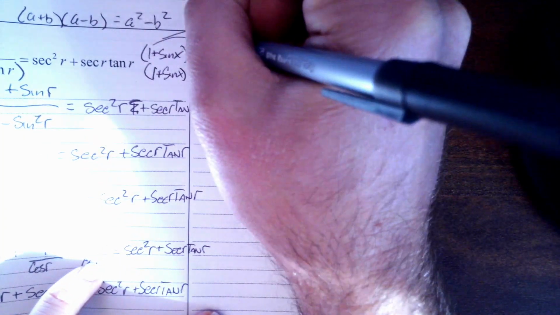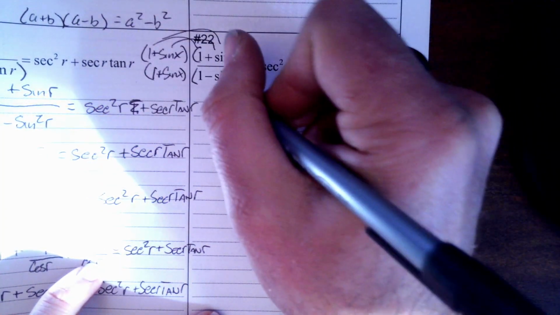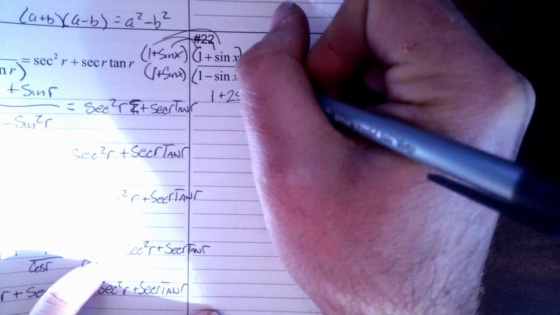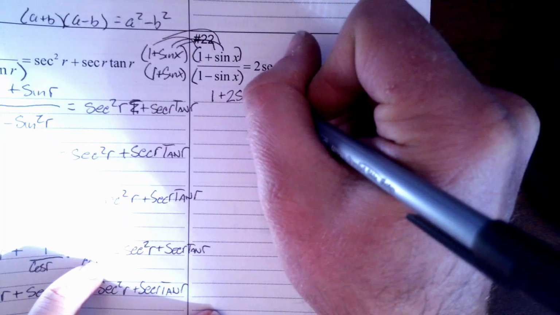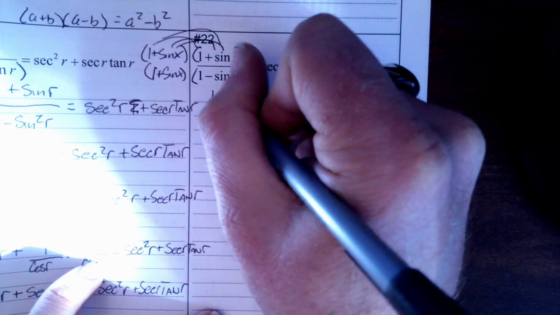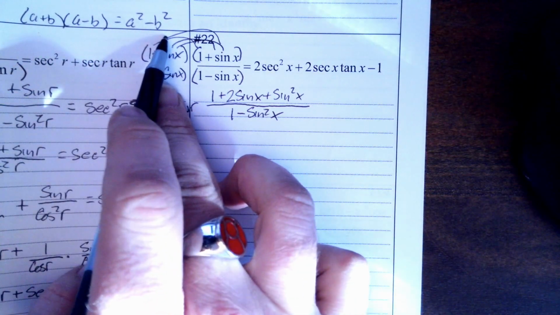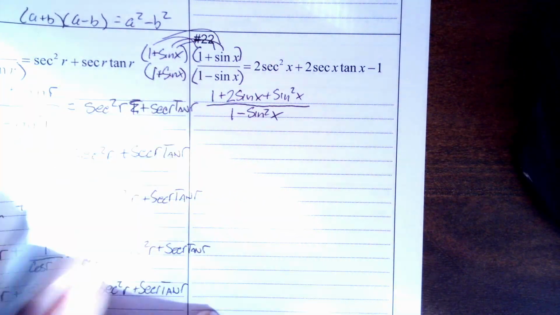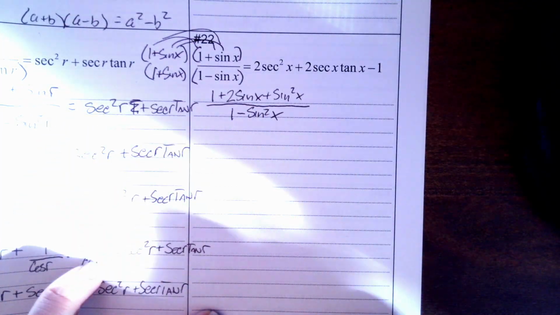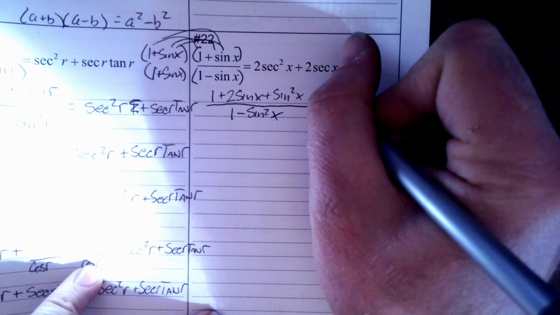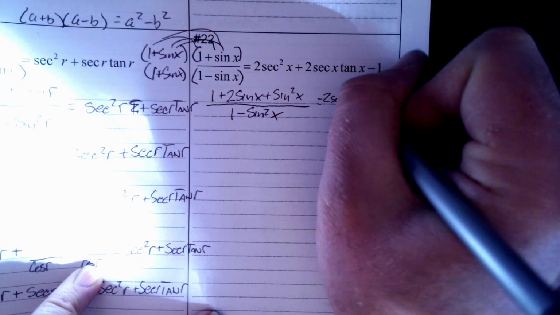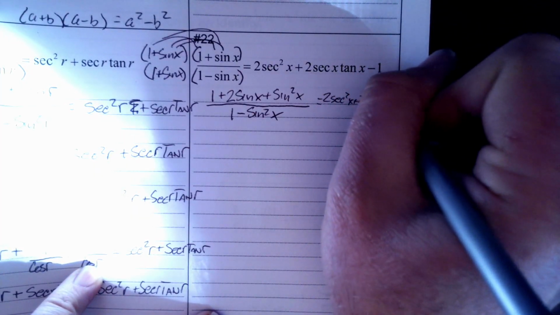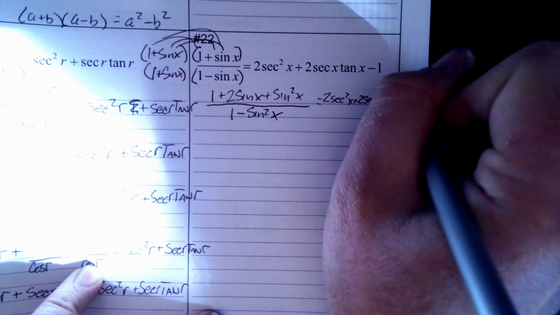Because 1 times 1 is 1, plus 1 times the sine of x is the sine of x, plus another sine of x would be 2 times the sine of x, and then the sine of x times itself would be the sine squared of x. All of that is going to be over 1 minus the sine squared of x, because again we're using the difference of squares rule in order to create something that I can turn into a cosine. And again, all of this still equals 2 times the secant squared of x plus 2 secant tangent plus 1.